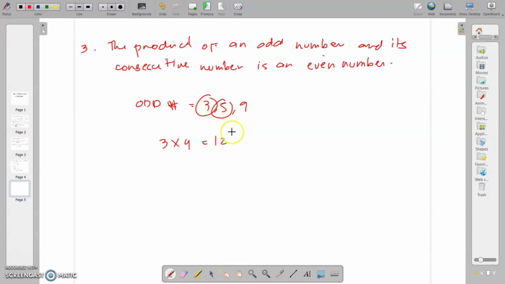Then 5 naman, and its consecutive number is the even number 6. So 5 times 6 is 30. As you can see, the answer is an even number. So, that's the answer in number 3.